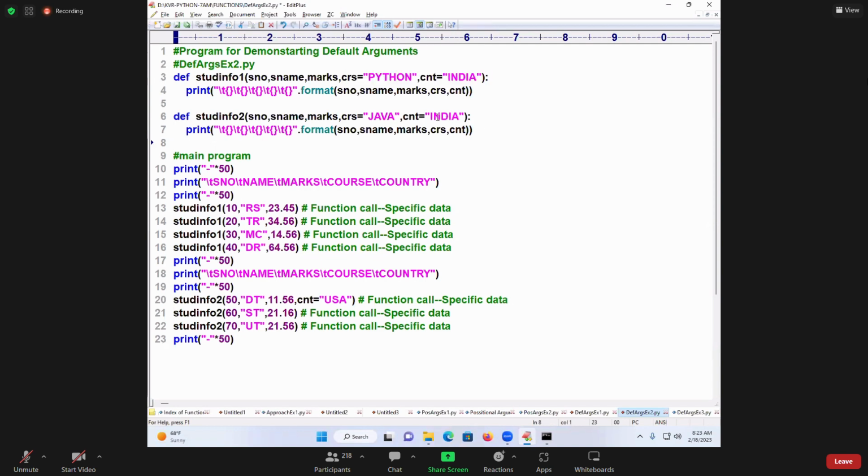Are you understanding common data, specific data now? Specific data to be passed through positional arguments. Common data to be specified through keyword arguments. That's all. Shall I move forward? Good. Now I will go to default arguments.